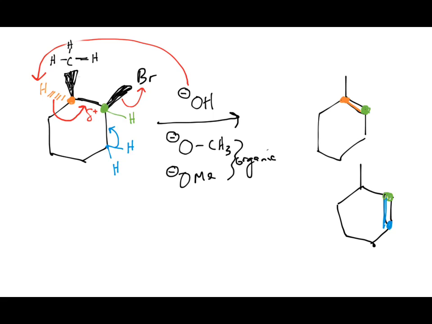Okay, so if we take a look at our blue carbon, how many bonds are shown to the blue carbon in the product? 3, which means there is 1 implied hydrogen. We go back to the reactant. I already showed you the answer there. How many hydrogens are on that blue carbon? 2. So what happened? We lost the hydrogen from that position.